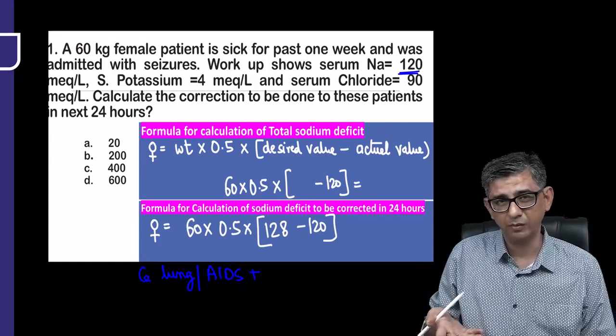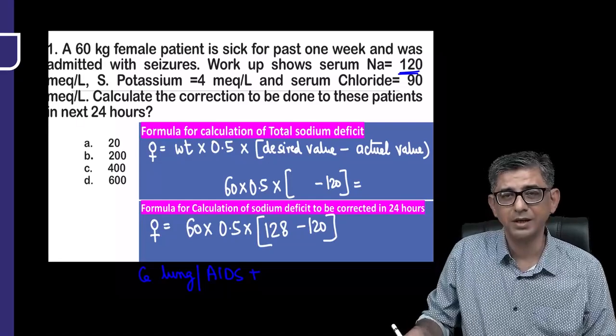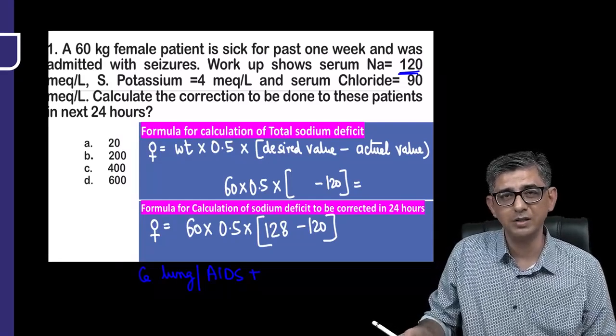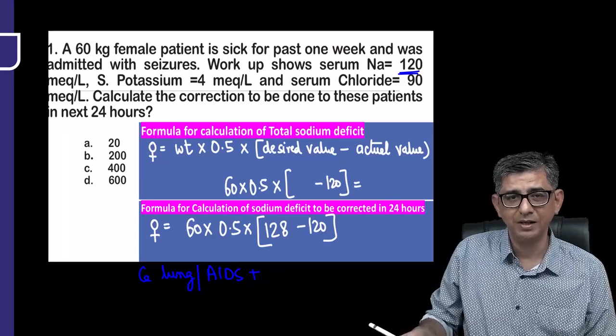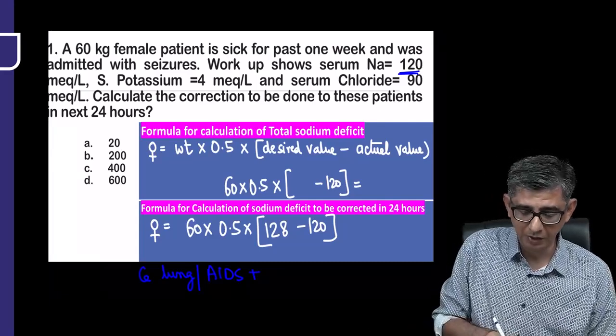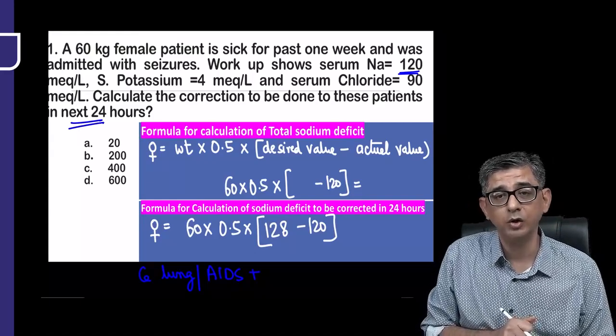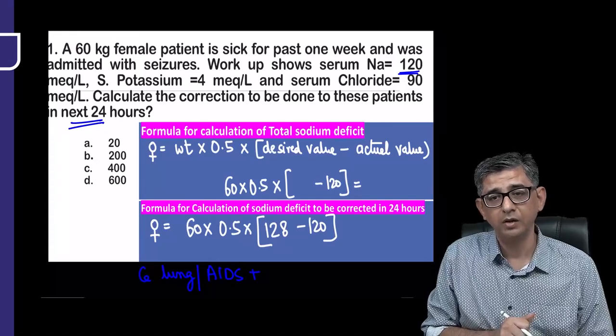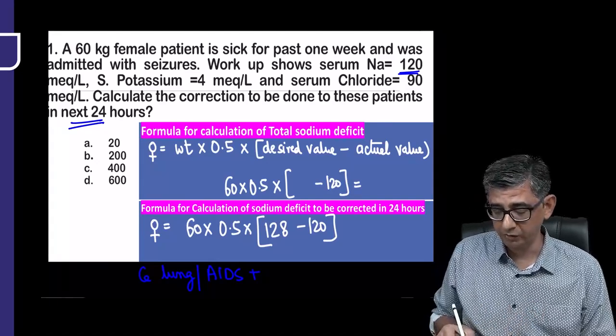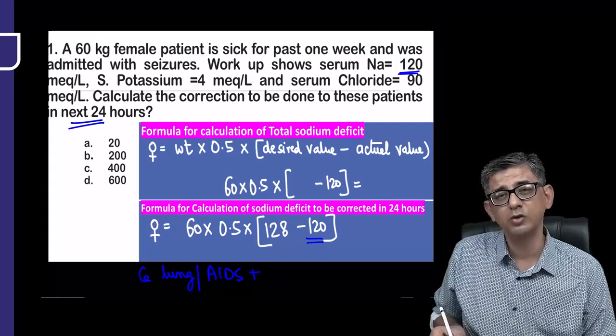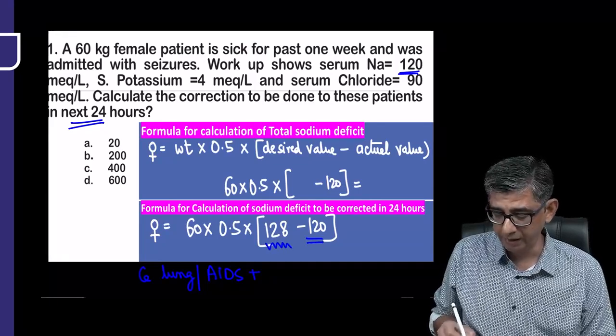Potassium is 4, that's pretty normal. Chloride is 90, that's slightly lesser. Normal range is 96 to 106. And he said calculate the correction to be done in this patient in the next 24 hours. If he says this, calculate the correction to be done for the patient in the next 24 hours, then suppose the admission value is 120, I'll upgrade to 128.